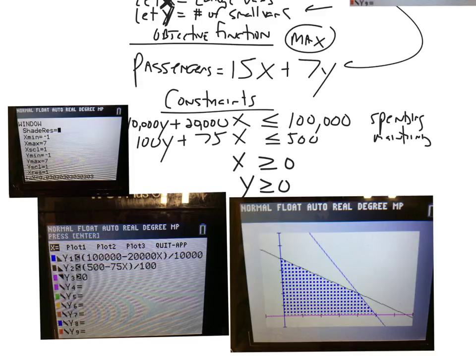So for my viewing window, I went from -1 to 7 for both the x and the y axis. By making the x min and the y min -1, it gives you some space underneath the x axis and to the left of the y axis. It allows you to see the vertices that lie along the x and y axis a little bit clearer. So here we have 4 vertices for this problem.